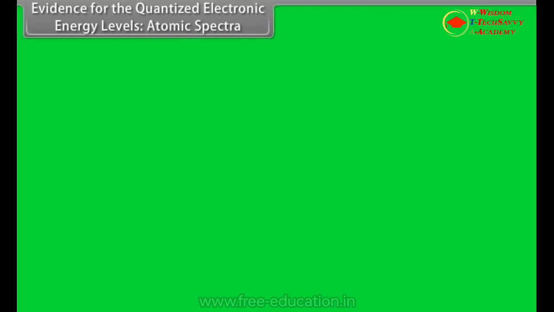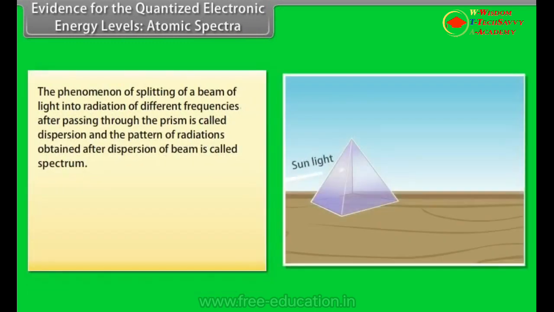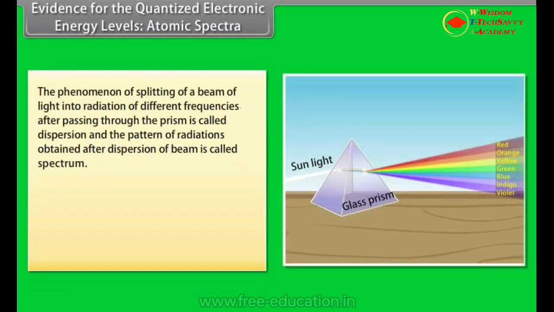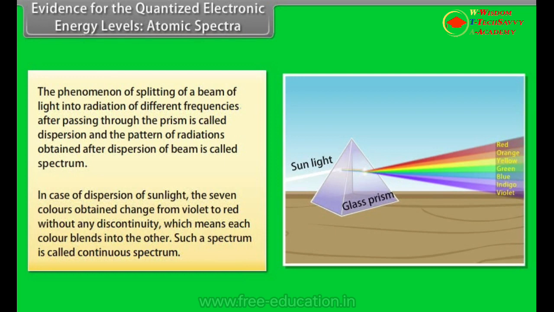Evidence for the quantized electronic energy levels. Atomic spectra. The phenomenon of splitting of a beam of light into radiation of different frequencies after passing through a prism is called dispersion, and the pattern of radiations obtained after dispersion of the beam is called a spectrum. In case of dispersion of sunlight, the 7 colors obtained change from violet to red without any discontinuity, which means each color bends into the other. Such a spectrum is called a continuous spectrum.